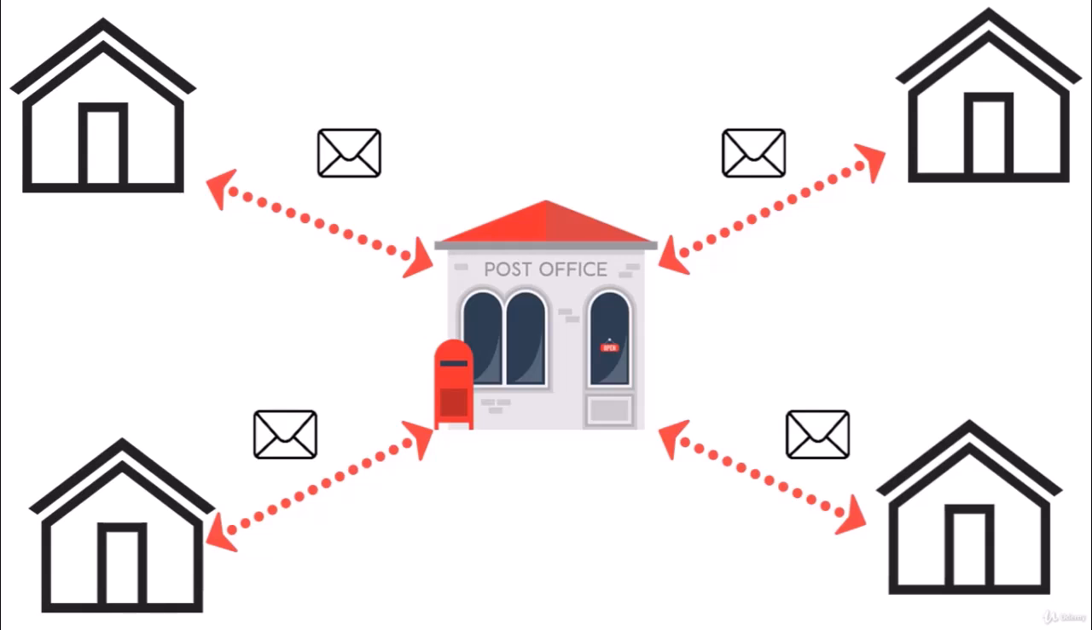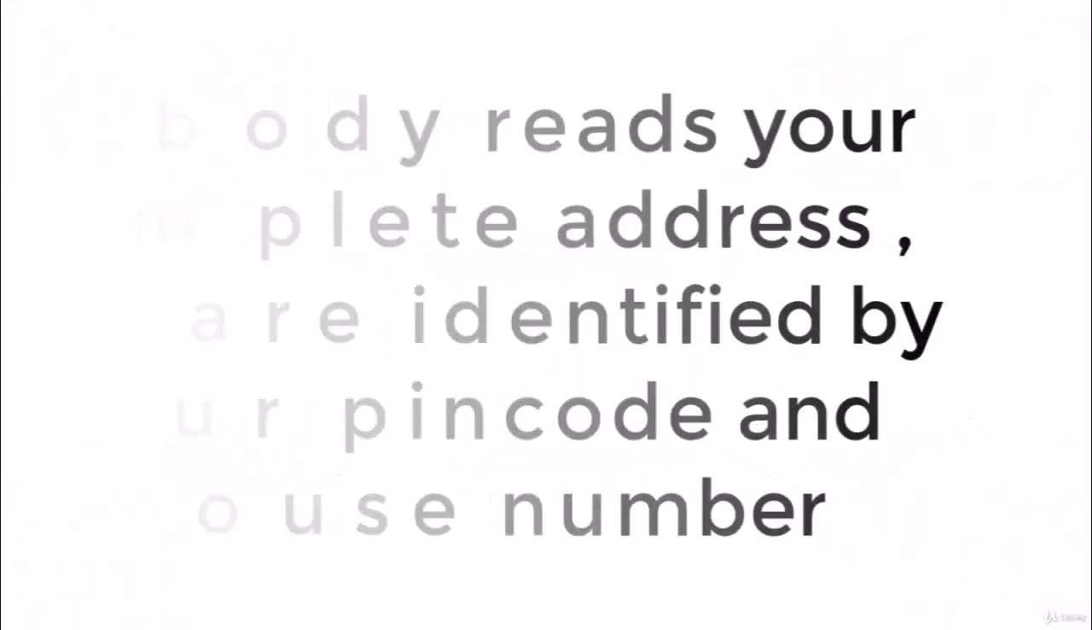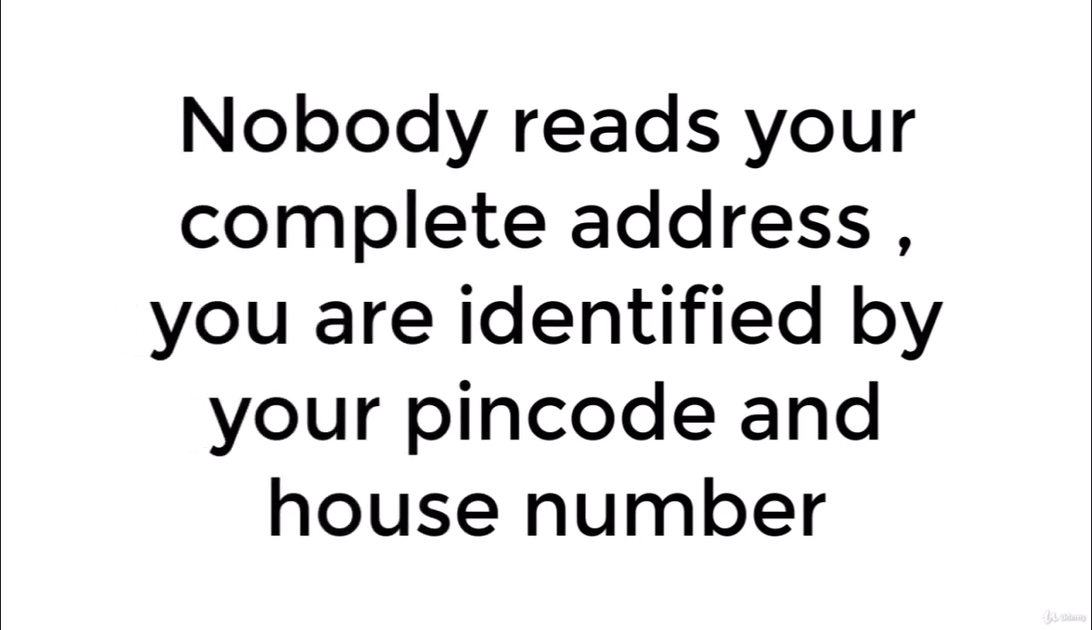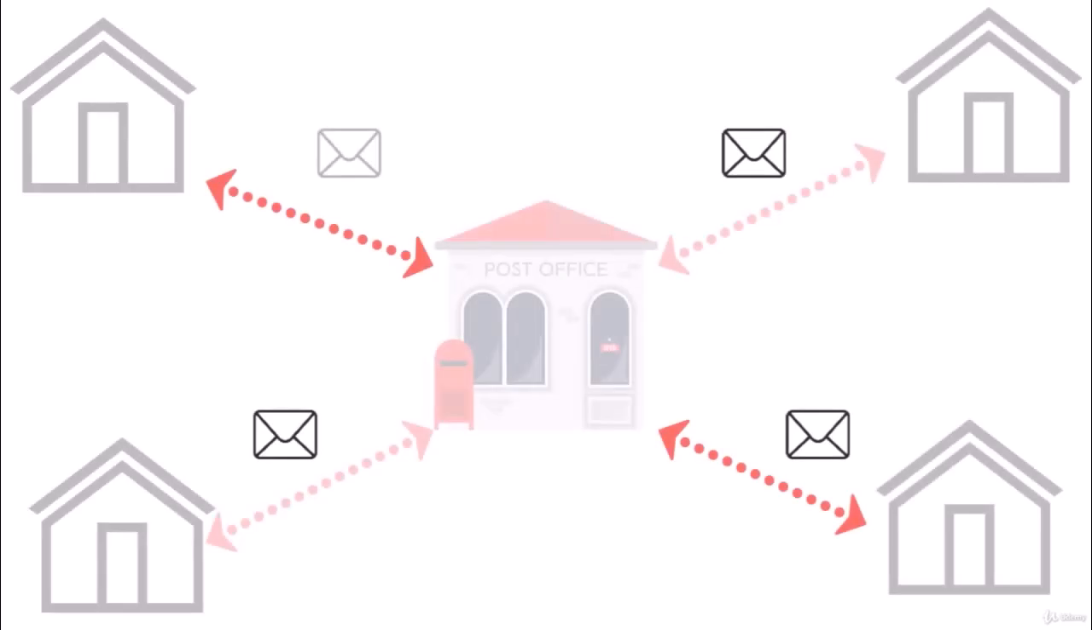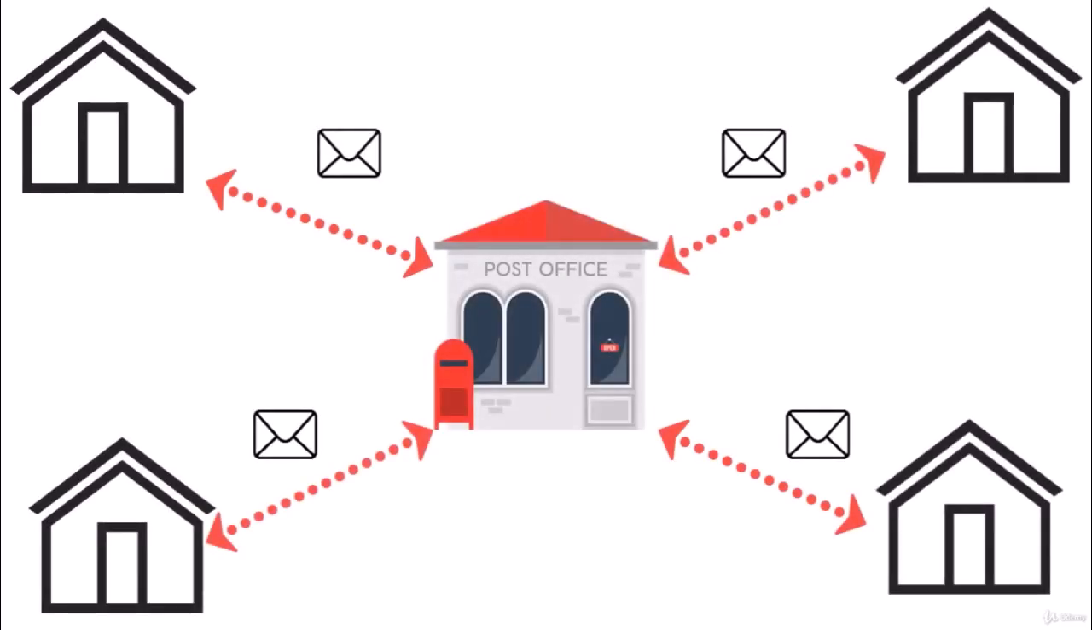In a central post office where thousands or in some cases millions of mails are received, forwarded and delivered daily, processing mail based on complete address is next to impossible. So consider a busy post office. The clerk doesn't read the complete address of the package to make his decision. He only pays attention to the PIN code.